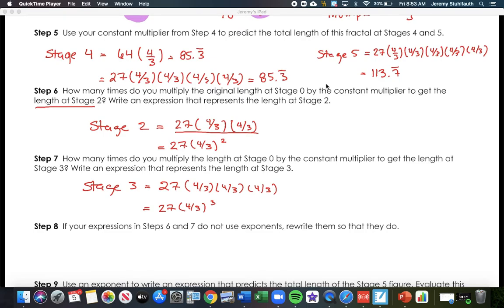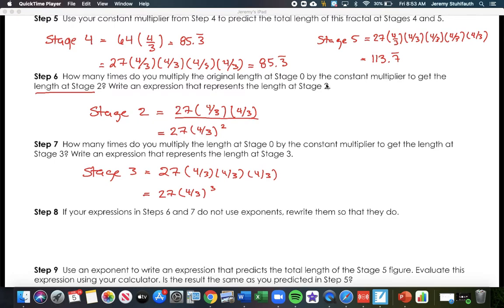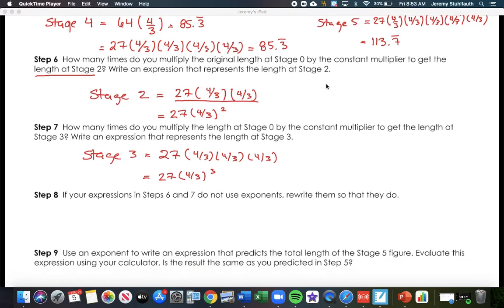So what we have is we can see that if we want to find the length of any one of these stages of the Koch curve, we can take the initial length of 27 and multiply it by 4/3 raised to the power of whatever stage we are in.